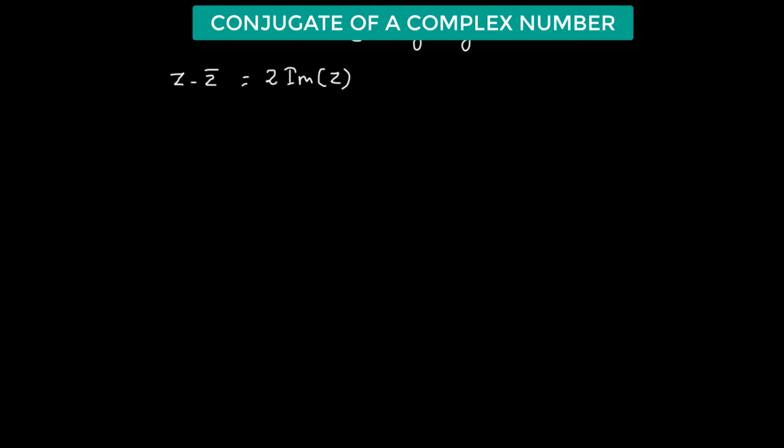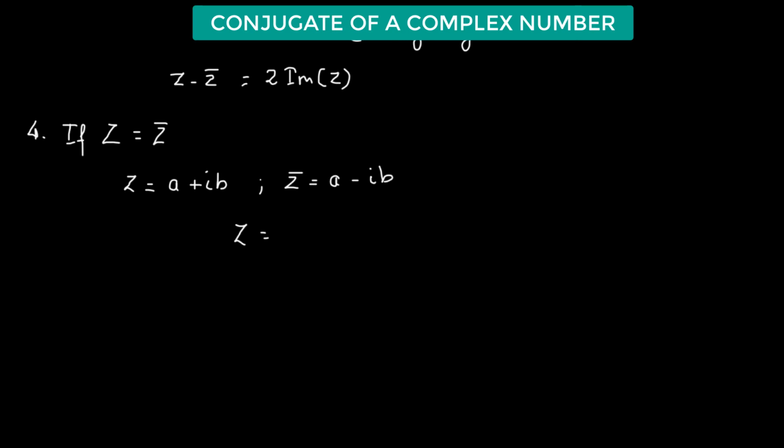Property number 4 is: if our complex number Z is equal to its conjugate, then what can you say about the complex number Z? Let's find it out. So if Z is equal to Z bar, let's assume that Z has the value A plus iB, which would imply that its conjugate Z bar will be A minus iB.